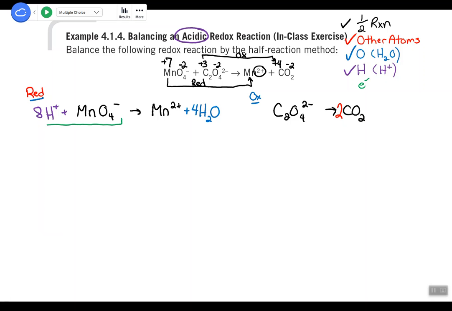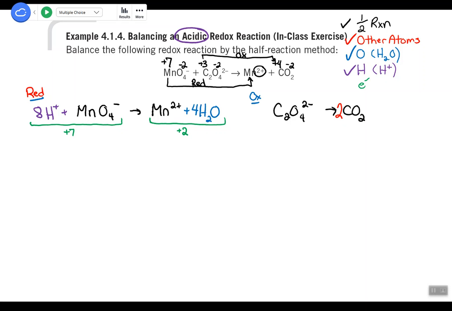I need to see the total charges that I have on the left-hand side. I have 8 plus charges and 1 negative charge on the left. So that gives me a total of +7. On the right-hand side, I have a total of +2. I can only add electrons. So which side do I need to add electrons to balance the charge?